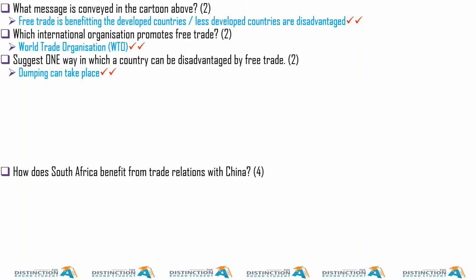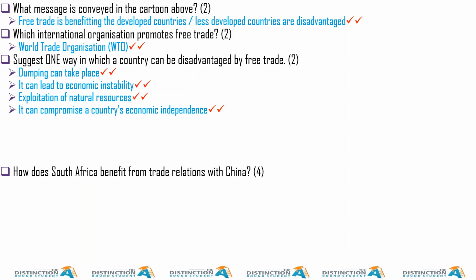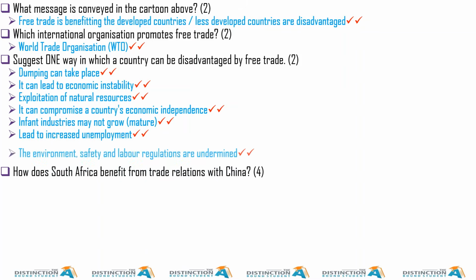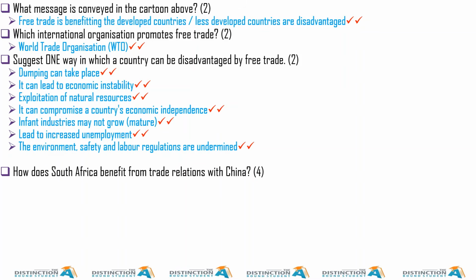Suggest one way in which a country can be disadvantaged from free trade. Dumping can take place, yes. It can lead to economic instability. The economy won't be stable. Exploitation of natural resources. It can compromise a country's economic independence. Infant industries may not grow. That means they may not mature. Leads to increased unemployment. The environment, safety, and labor regulations are undermined. And then foreign companies can sue government for losses.